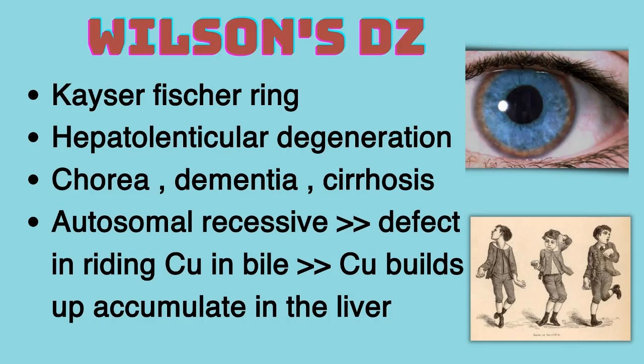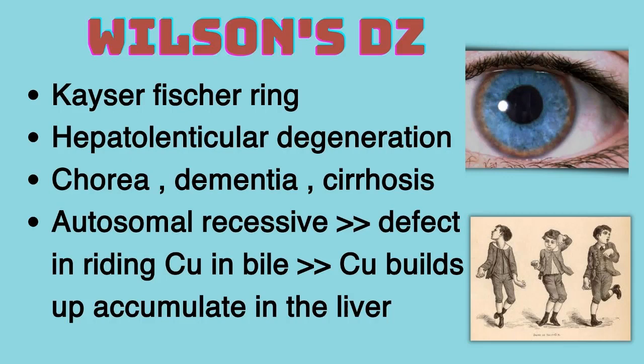Hepatolenticular degeneration. So this patient would have an abnormal movement disorder, dementia, and cirrhosis. Okay, so how does this disease work? It's autosomal recessive, and it's a defect in getting rid of copper in bile. Can't get rid of it. So the copper builds up and accumulates in the liver. Very toxic. So over a period of months to years, you go from a chronic active hepatitis to cirrhosis.